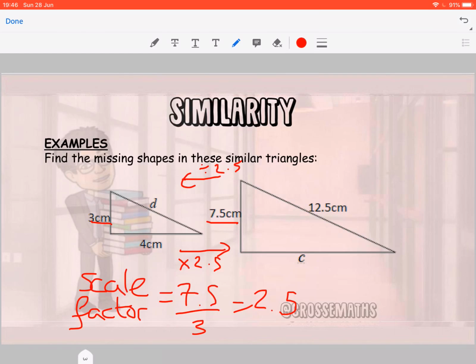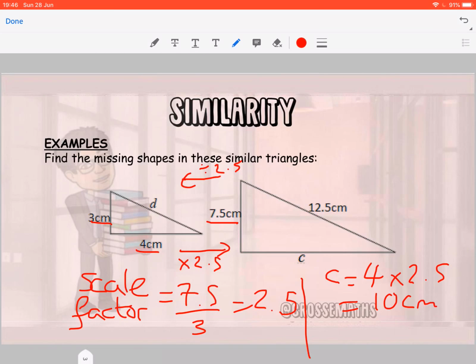So if I want to find side C, for instance, side C is 2.5 times bigger than the side 4 on the left hand side. So I'm going to take that side 4 over here and times it by my scale factor of 2.5. So side C will be 4 times 2.5, which would give me 10 centimeters for side C.